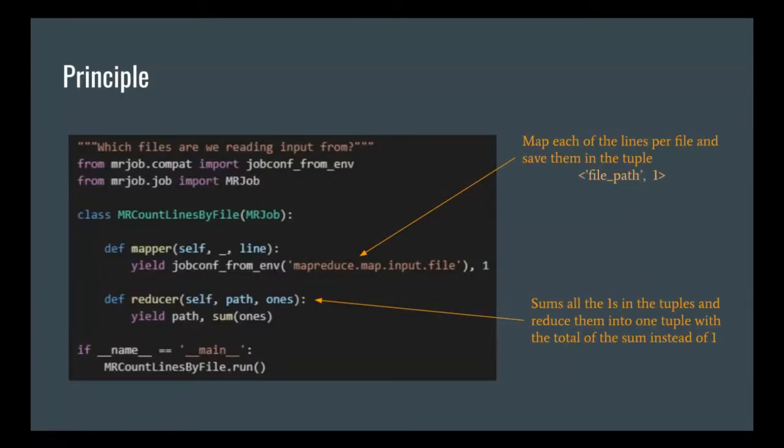Now, how the program works: the first part is the mapper, which reads each line of the file and saves them in a tuple with the file path and the number one. And the reducer sums all these ones in the tuples and reduces them into one tuple with the total of the sum instead of one. For example, in the Twinkle Toes example, there are 10 lines, so it will be Twinkle Toes with a 10. Next, please.